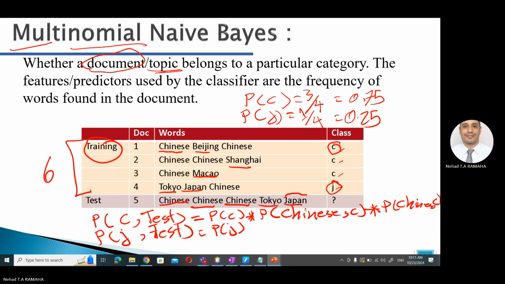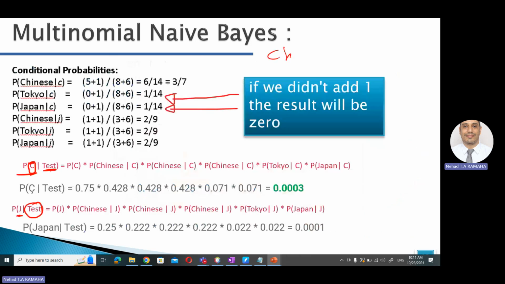Of them, the probability will be 0. So the result for this category, the whole will be 0, but we don't need its probability to be 0. Actually, its probability must not be 0. That's why we add 1. So, if you remember, we have Chinese in the testing. Repeated 3 times. Another time Chinese, another time Chinese. Then Tokyo. Then Japan.